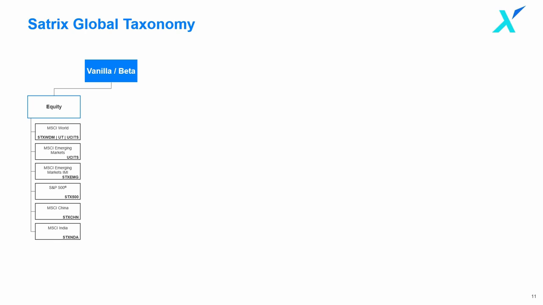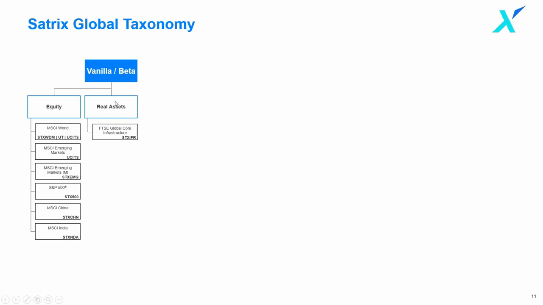Now, if we move globally, you'll see the indices we track here are different. So MSCI World is a very popular index in that space. We offer it in both ETF, unit trust, and offshore UCITS form. We offer emerging markets in UCITS form, and this emerging markets IMI index, which we track in ETF form, as well as S&P 500, MSCI China, and India. So these are all vanilla strategies on the global side.